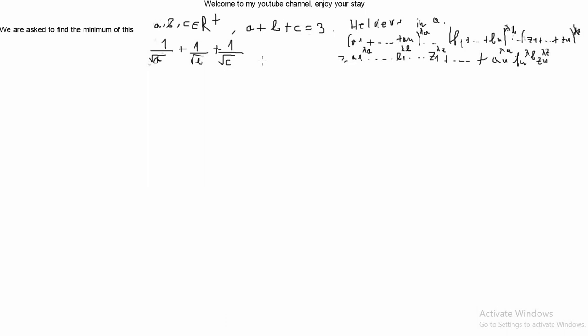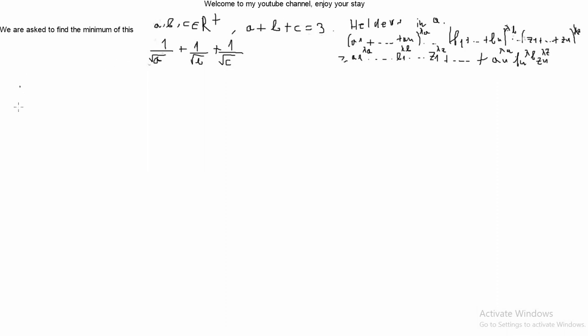The first thing we should see is that this inequality gives us greater or equal than, and we need to find the minimum. This expression has to be greater or equal than something all the time, but equal in some case. We have been given a condition, a plus b plus c equals 3, so we probably have to use it in some manner. So let me show you what we should do.